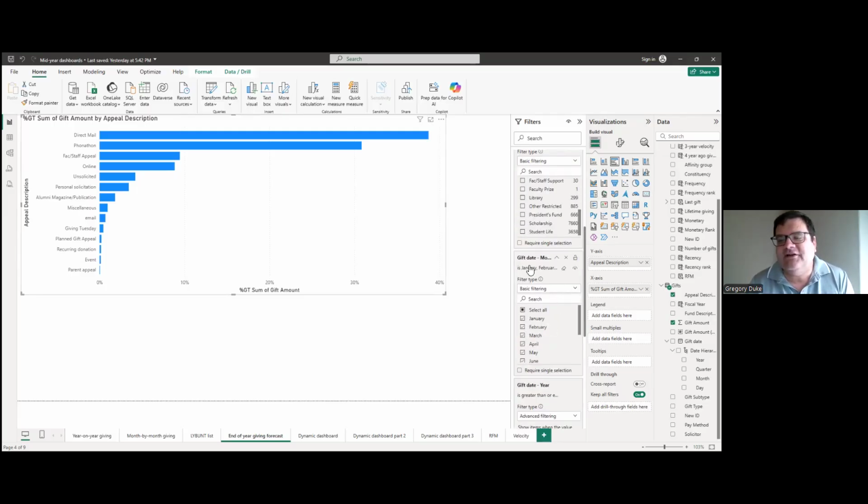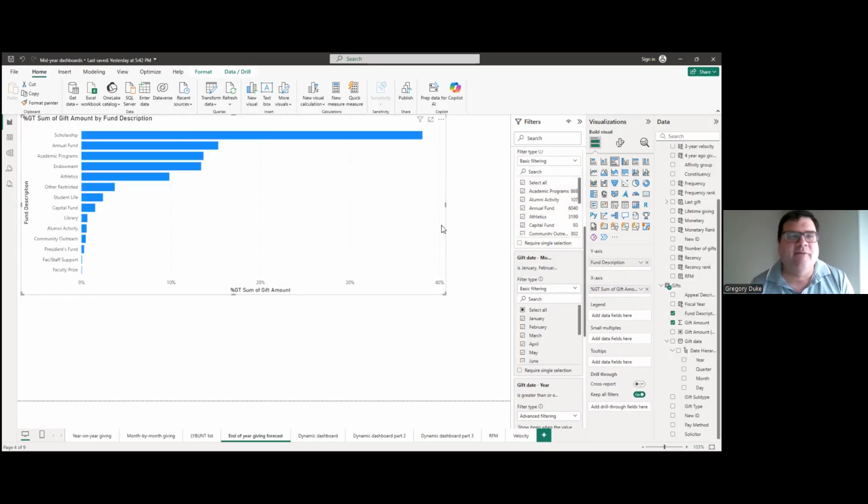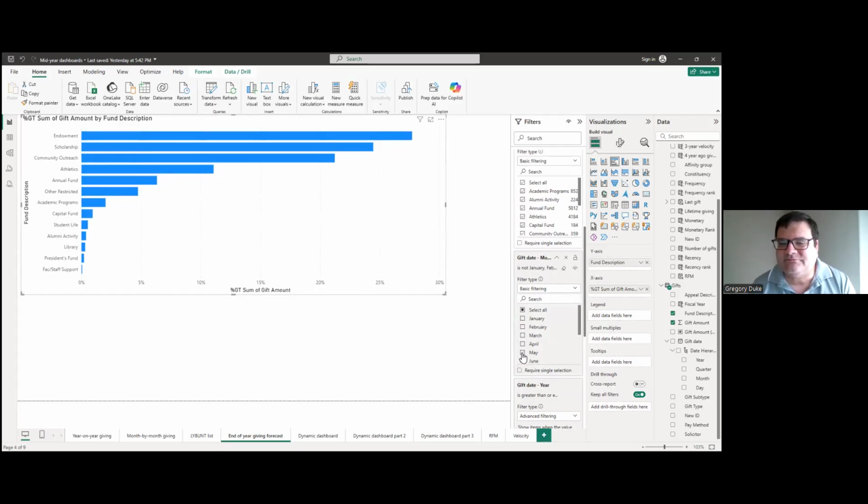So filtering by gift month and looking at certain parts of the year is a really good way of seeing what appeals are working at certain times of the year. We can also look by changing what's on the x-axis and looking at what kind of fund people like to give to in the last 6 months of the year. Compare that with the first 6 months of the year. In this case, it looks like people like to give to scholarships at the end of the fiscal year, and I'm curious now, is that the same for the first 6 months?